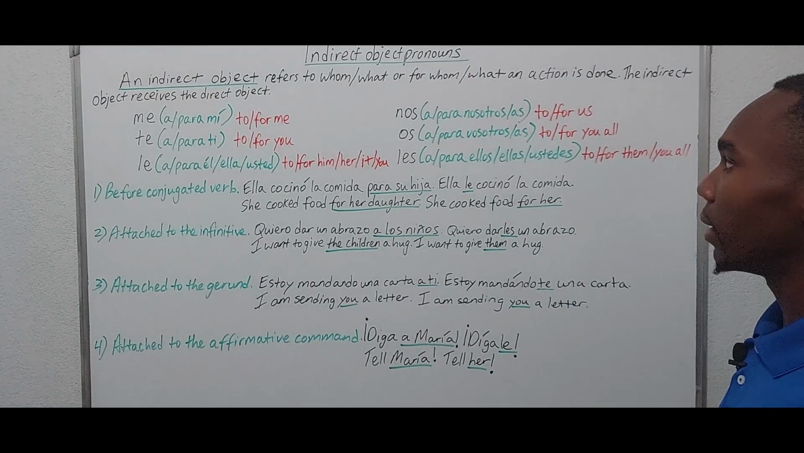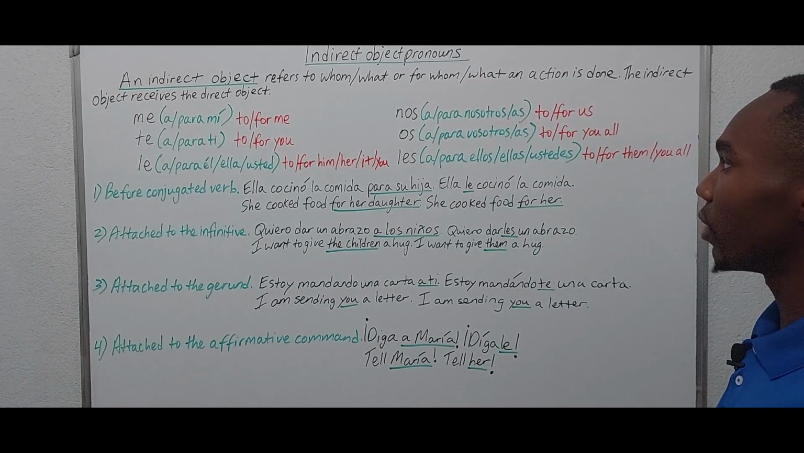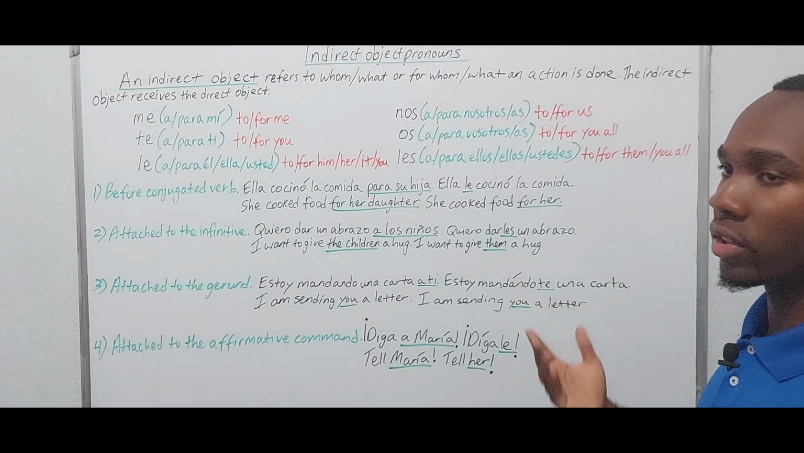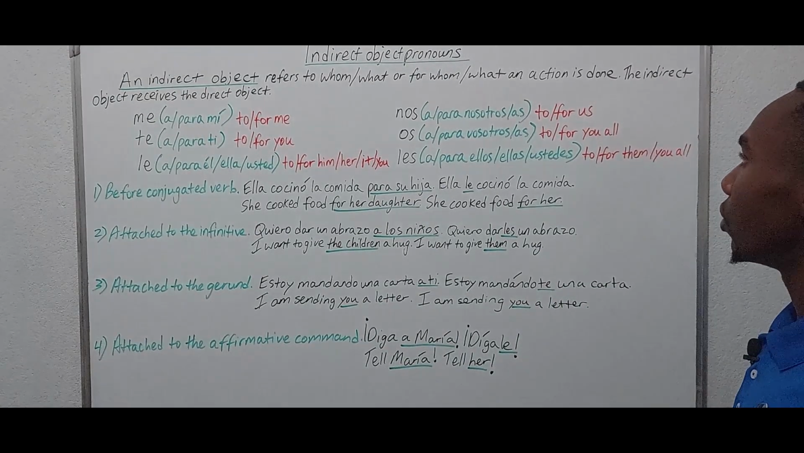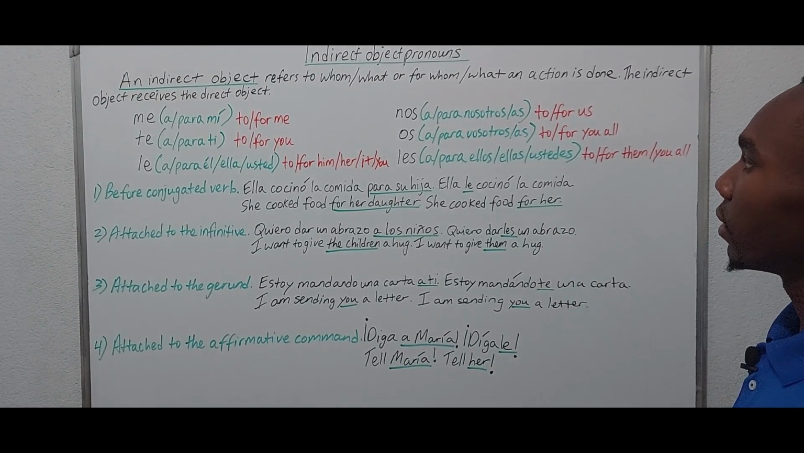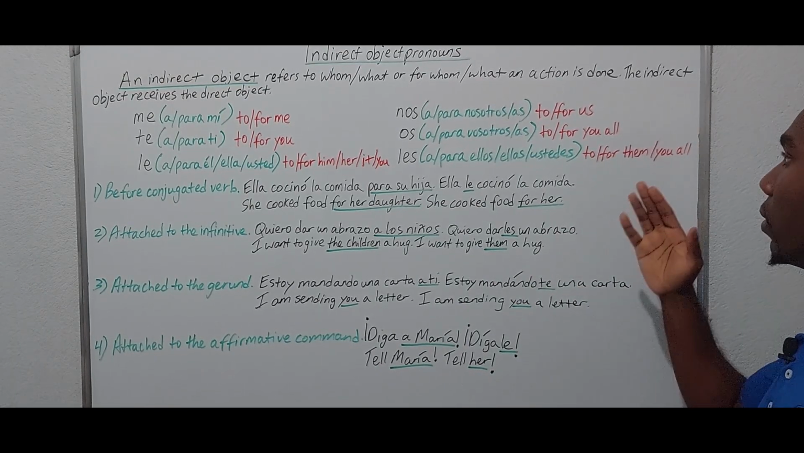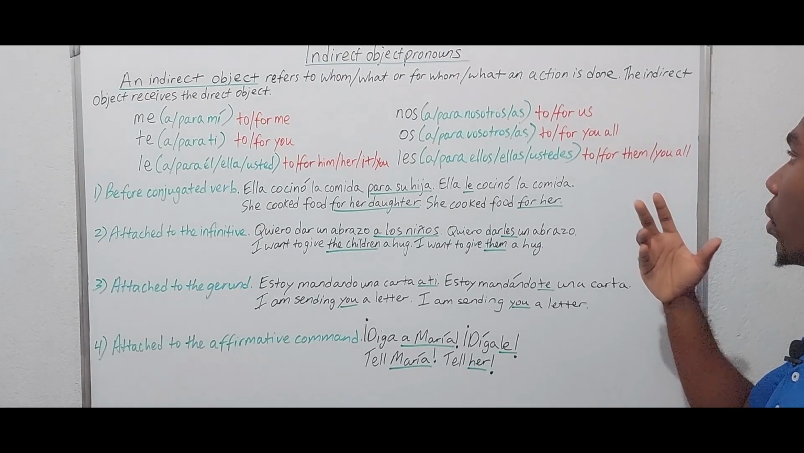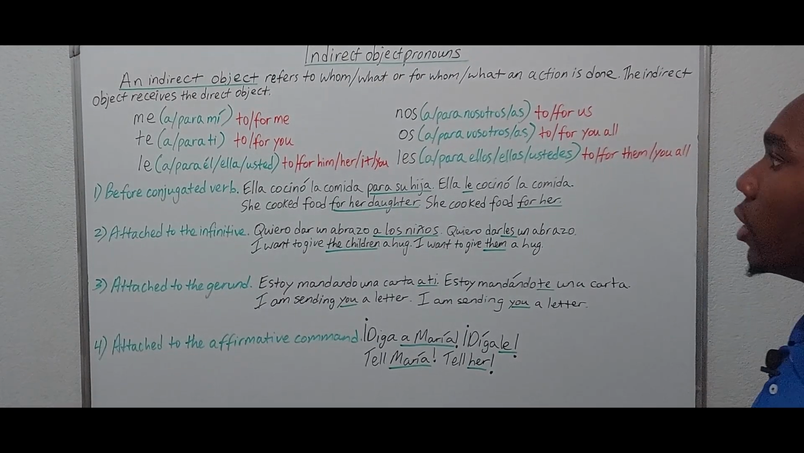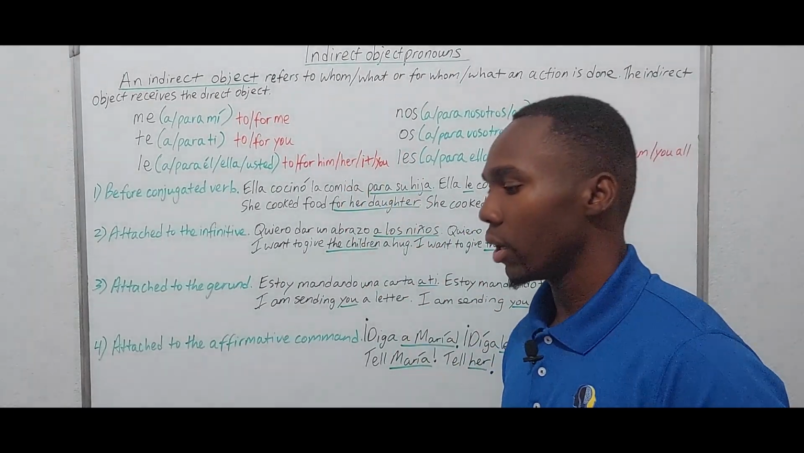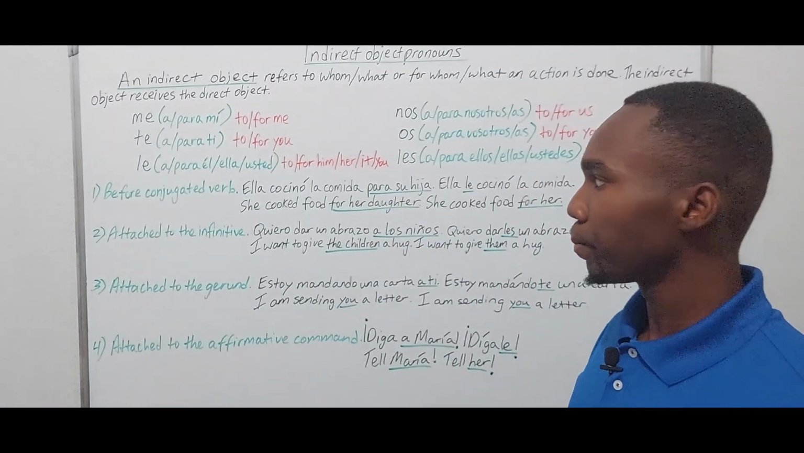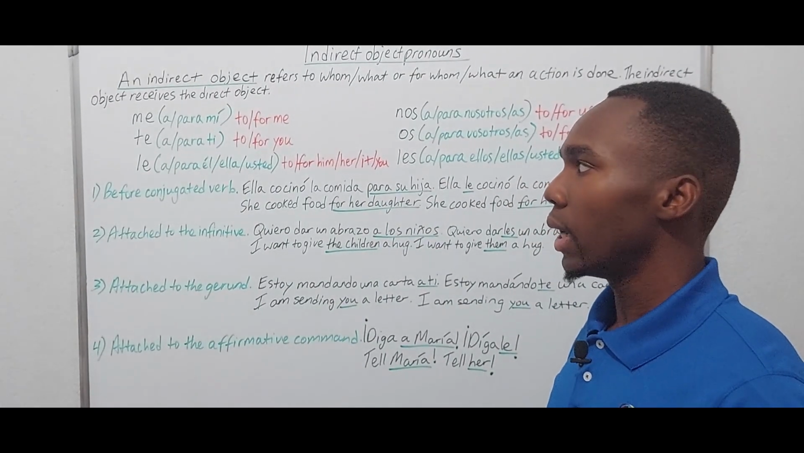Os, a or para vosotros or vosotras, which of course is only used in Spain, meaning to or for you all. And les, a or para ellos, ellas, or ustedes would mean to or for them or you all. So these are the indirect object pronouns in Spanish. Okay?